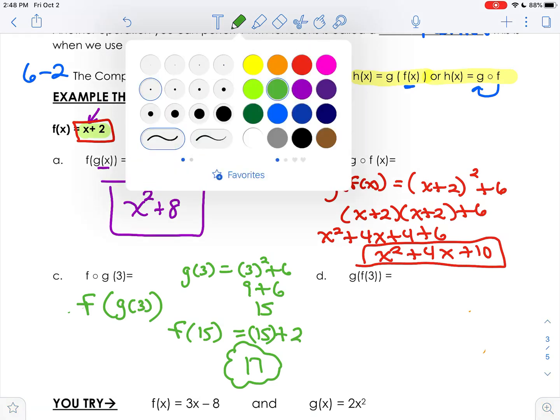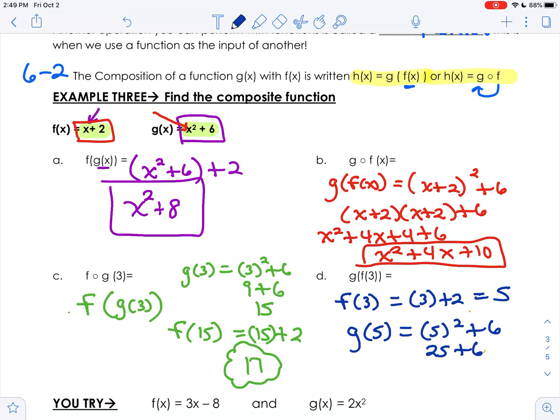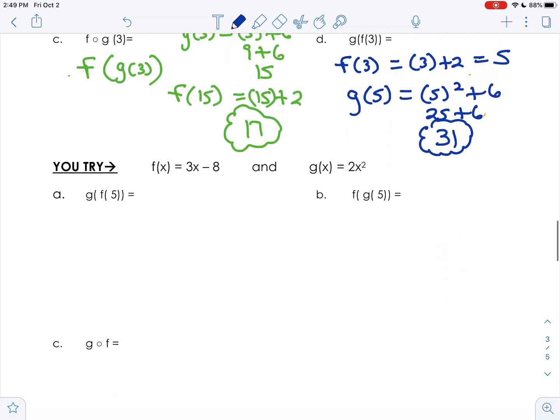For part D, we want to do the opposite and find g of f of 3. Now, do you think that g of f of 3 would be the same as f of g of 3? They sound alike. Well, let's see what happens. First, we want to find f of 3. F of 3 is 3 plus 2, which is 5. Then we find g of 5, which is 5 squared plus 6. 25 plus 6, we get 31, which is not the same. f of g of 3 and g of f of 3 are not the same for this situation.